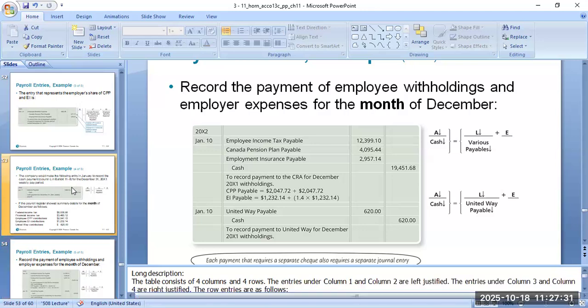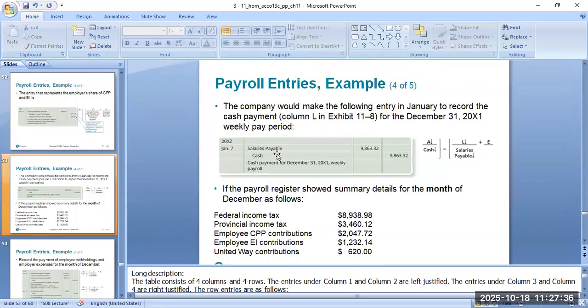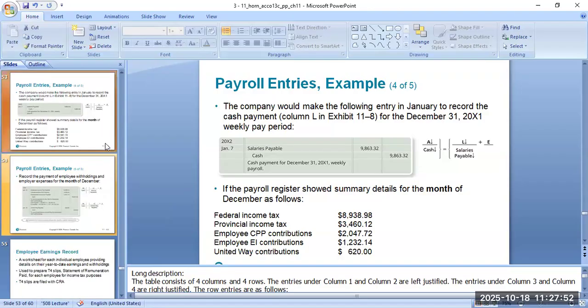Now, the last thing that is left is the actual payment of the salary payments. That's the only thing that we haven't paid yet. So we're going to do this direct deposit to the employee's bank account, and that will conclude. That way you're clearing all the payables related to the payroll.